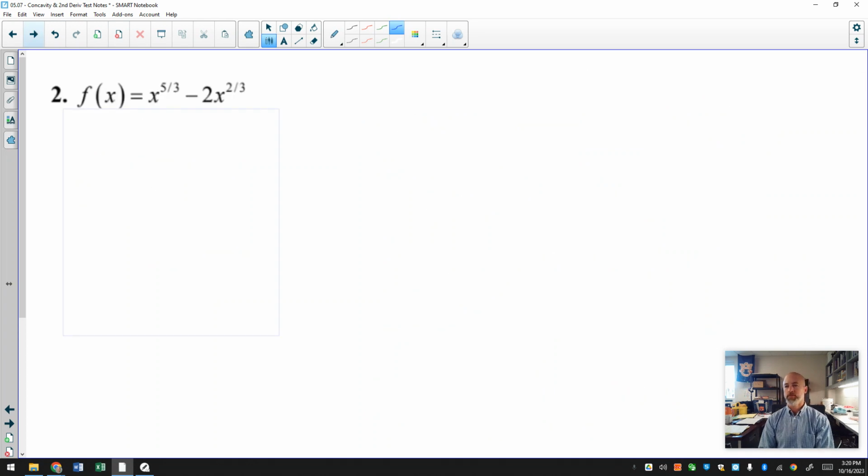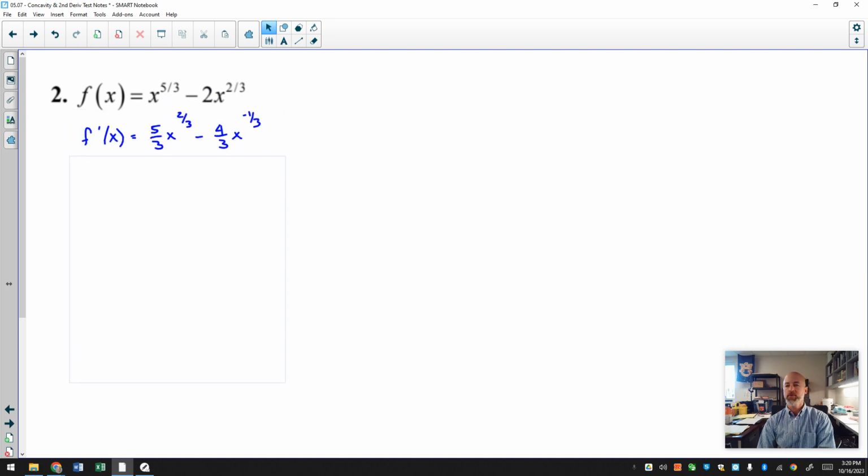Okay, so let's go on to number 2. And this one's a little bit uglier. We have f of x is this thing. It's not a polynomial, but we will be using power rule to differentiate this. And let's see. So my first derivative is kind of nice. I've already pre-worked this to speed it up. So there's my first derivative.